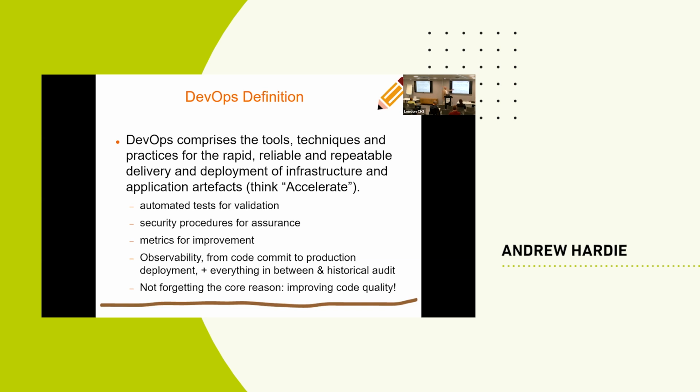So automated tests, security procedures. I'm not going to go into security today. This is the DevSecOps group because I'm talking about too wide a field. And observability, I've been going on about, and code quality being a thing.